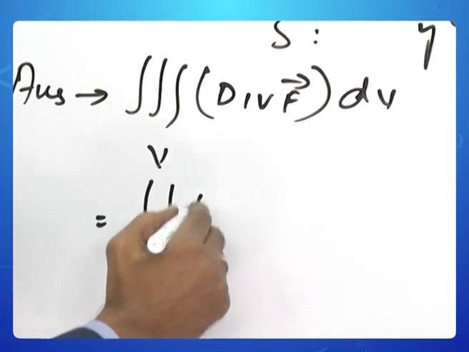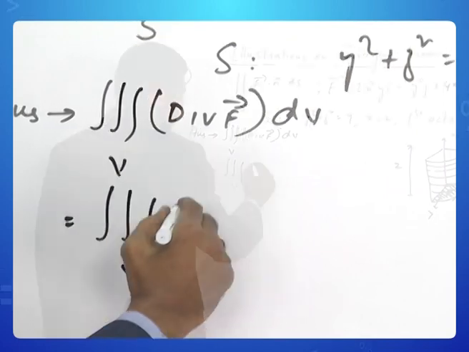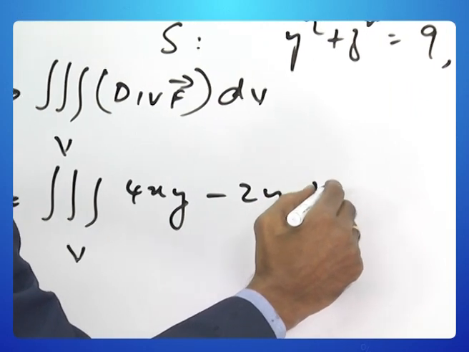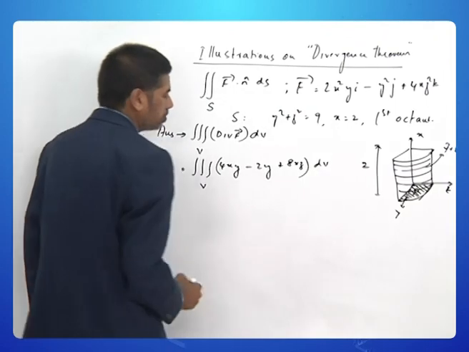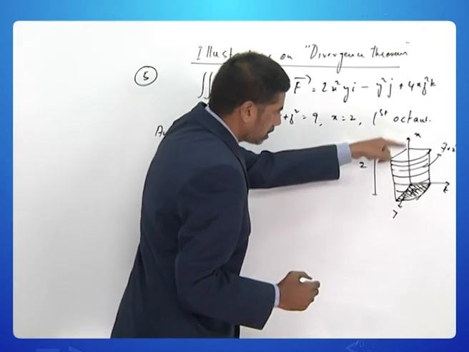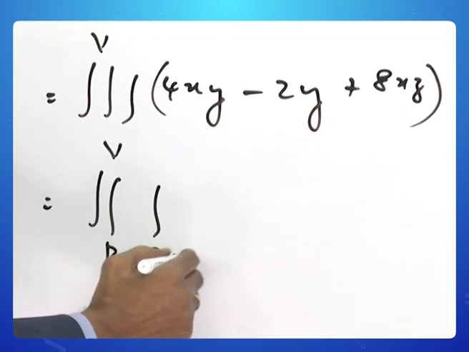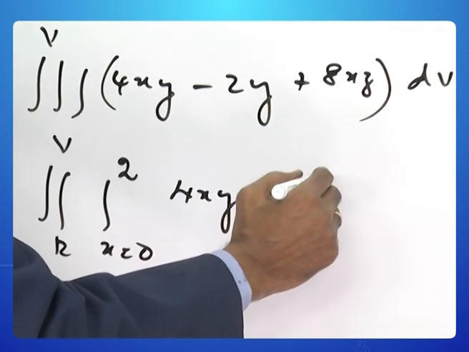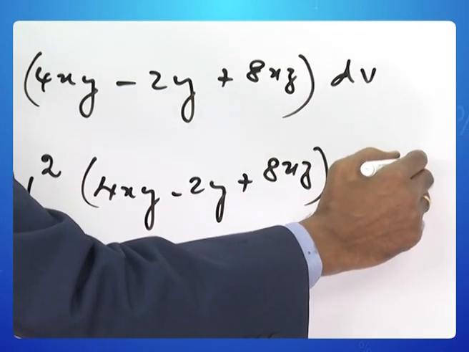This would be dou by dou x of 2x square y, that is 4xy, minus 2y plus 8xz dv. And we will first integrate in the x direction because those limits are clear. So the triple integral over R, x is equal to 0 to 2, 4xy minus 2y plus 8xz dx into dy dz.